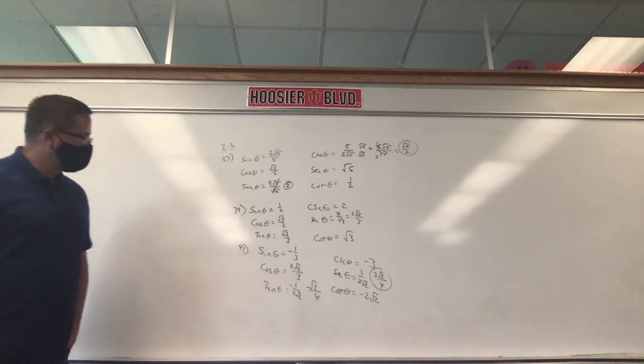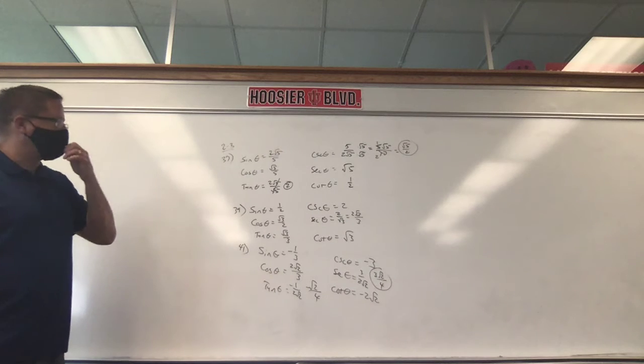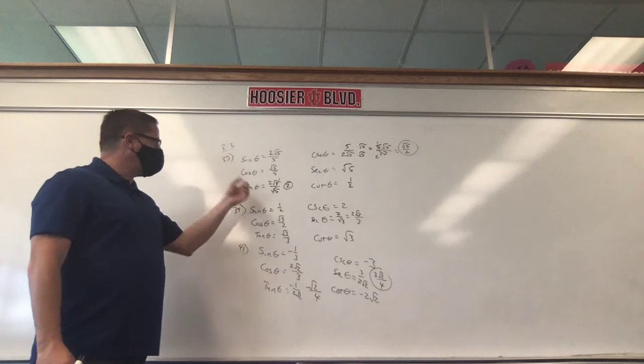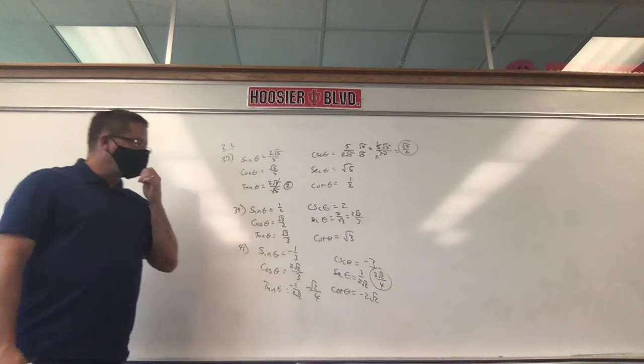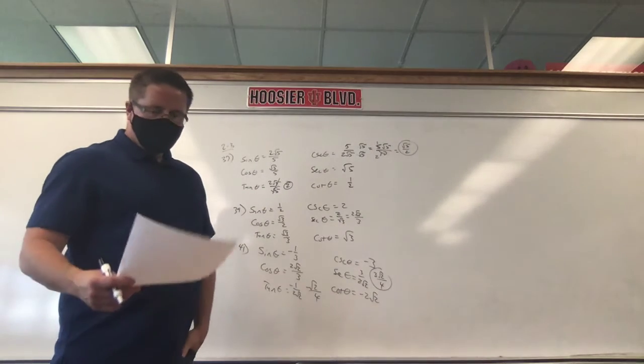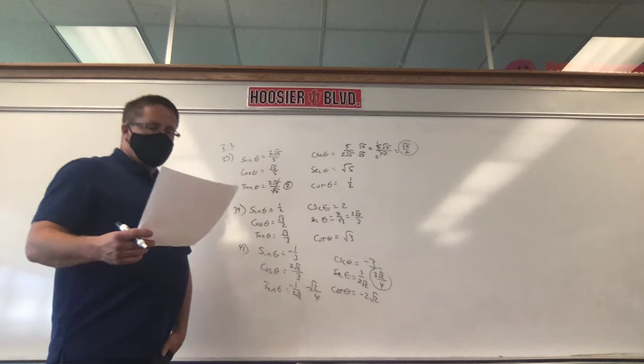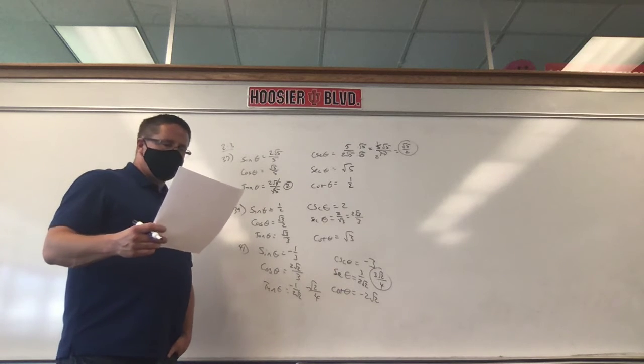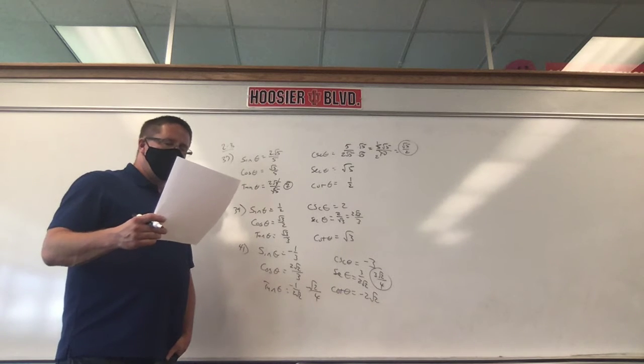So again, people at home, do questions 37 and 39 the same way. They give you sine and cosine, find tangent, and flip those 3 answers in order to get the reciprocal functions. Okay, that was 41. Number 43.